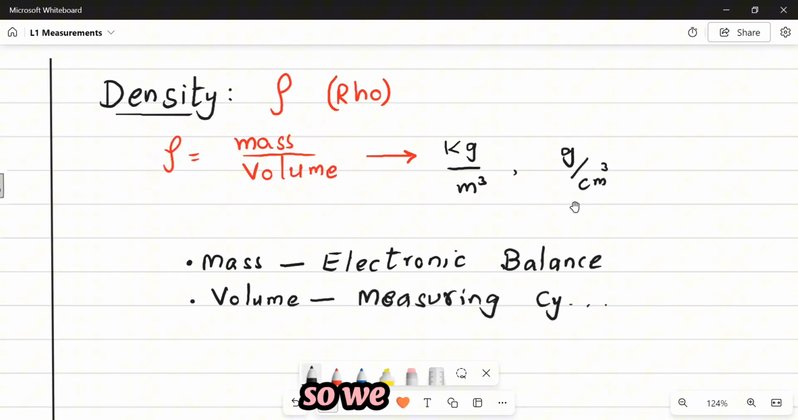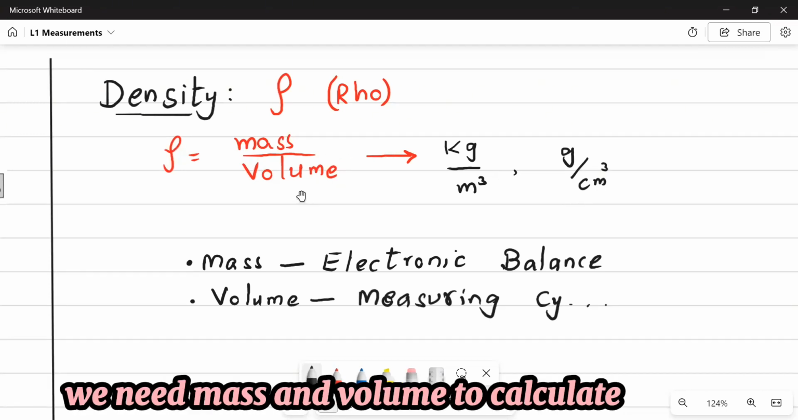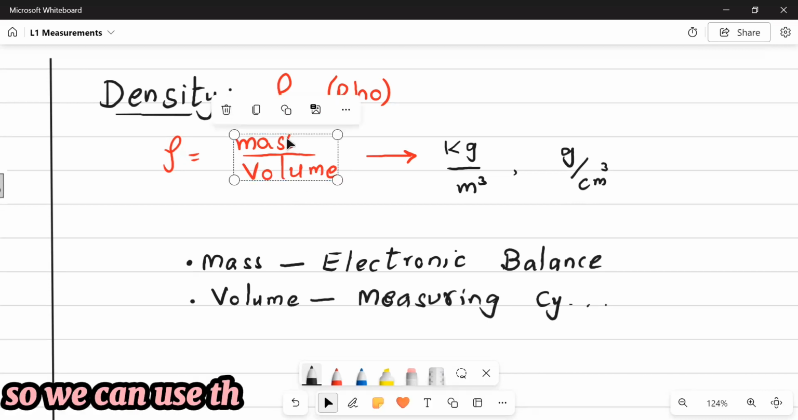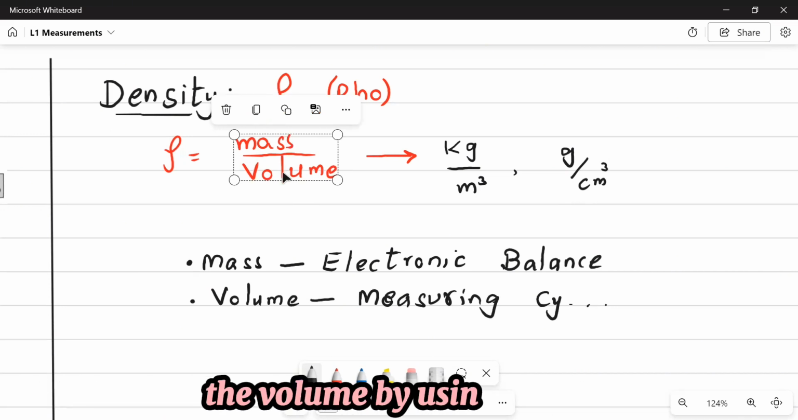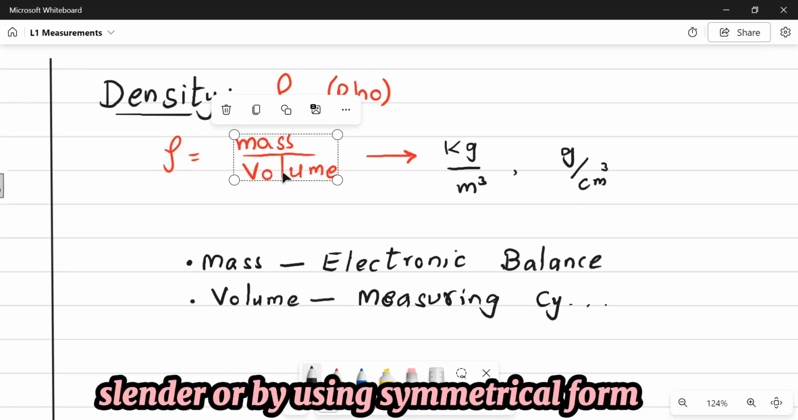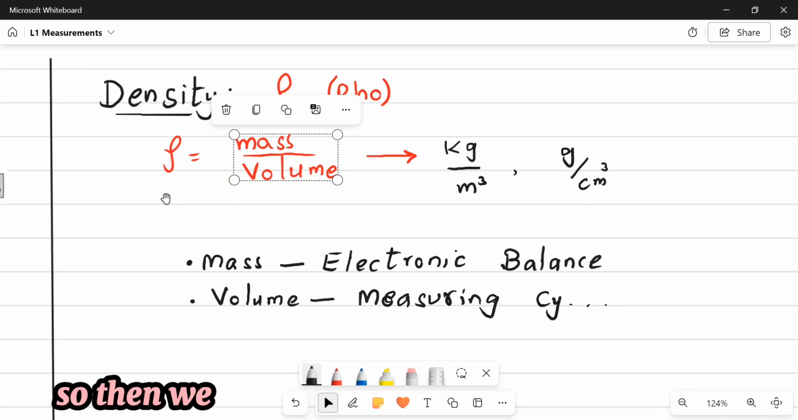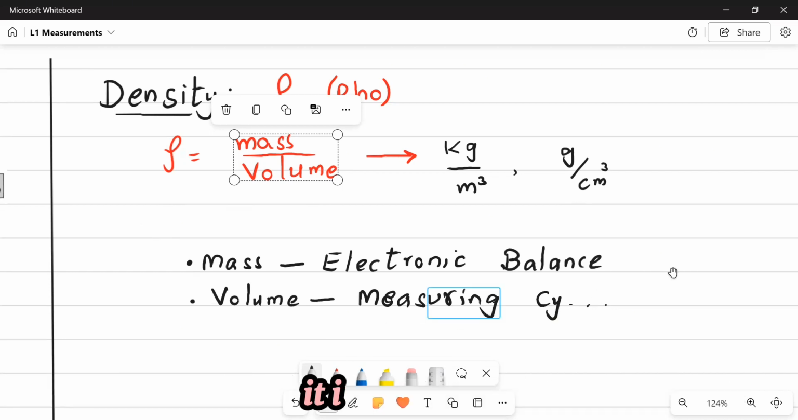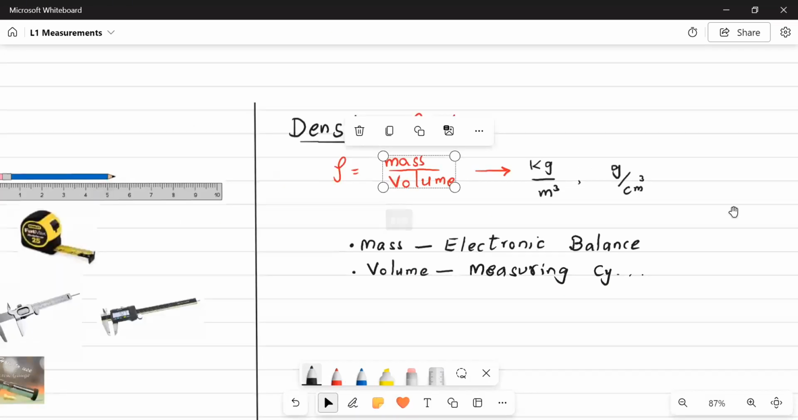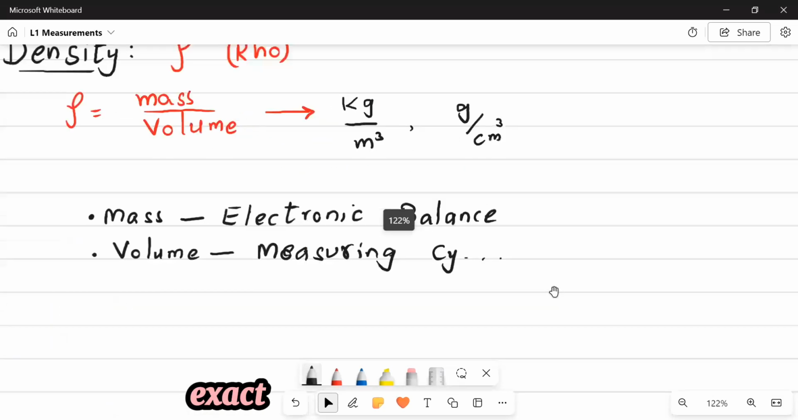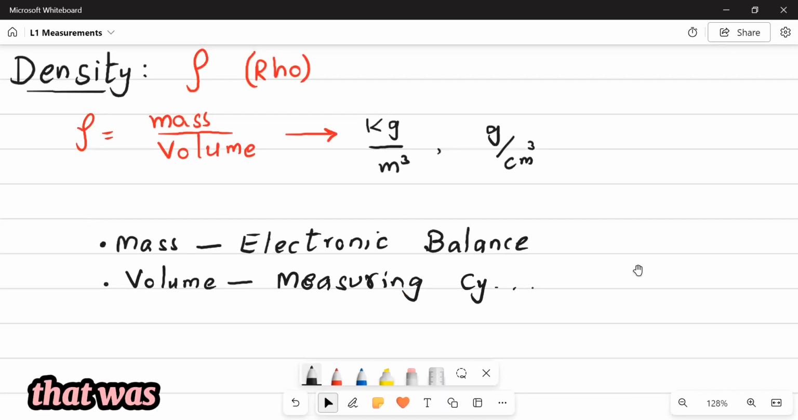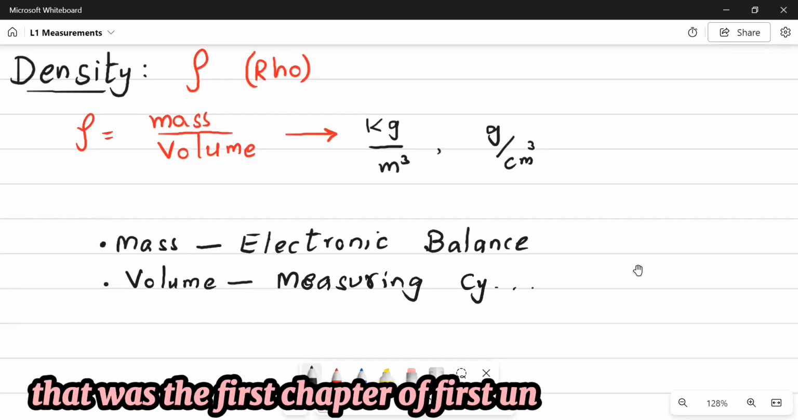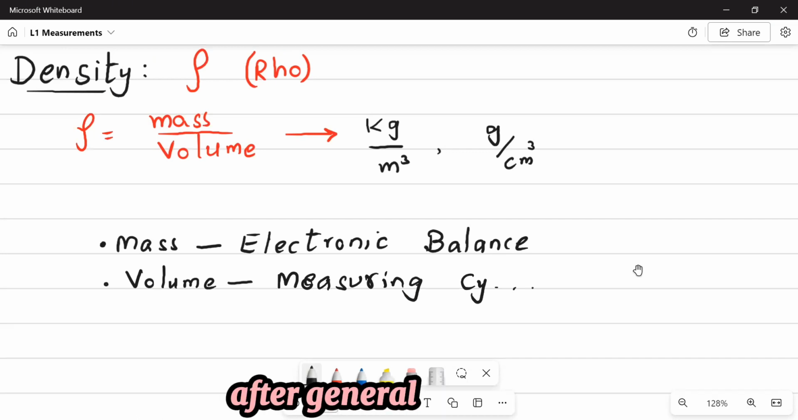So we need mass and volume to calculate the density. We can measure the mass by a mass measuring instrument, an electronic balance, and we can measure the volume by using a measuring cylinder or by using symmetrical formulas. So when we divide these values, we will get the density. It is very easy. If you get the exact volume and exact mass, you can calculate the density. That's it. That was the first chapter of the first unit, measurement of general physics.